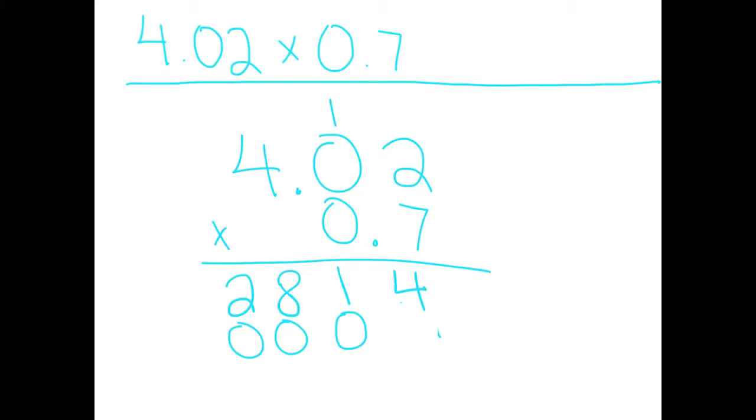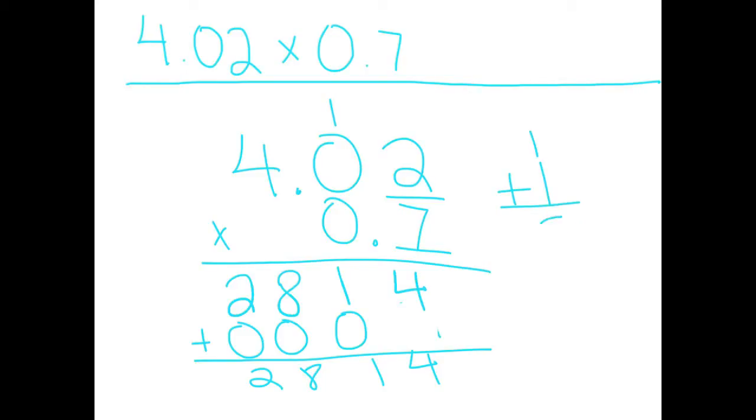Then you add. 4 plus 0 is 4. 1 plus 0 is 1. 8 plus 0 is 8. And 2 plus 0 is 2. Then we take our decimal places, and since we have 2 decimal places, we add those together. And then that's how many spaces we move our decimal over. So our answer is 28 and 14 hundredths.